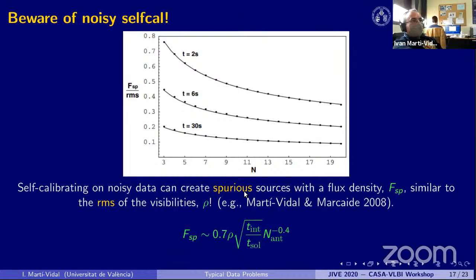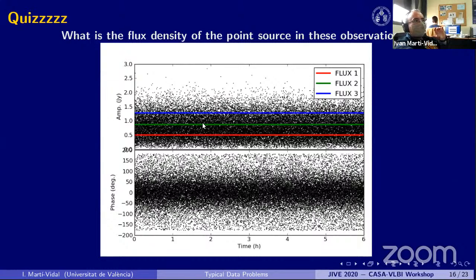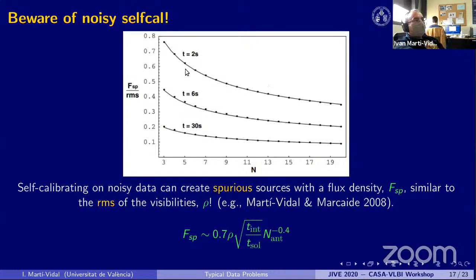There was a paper a very long time ago, and now I realize, oh my, I'm getting very old, where we studied the amount of spurious flux density that you can get when self-calibrating noisy data. And the results were awesome. You can recover a good fraction of the RMS noise, which is the green line here, as spurious flux. This is just noise converted into signal, which is a function of the integration time of the self-cal solution and the number of antennas.